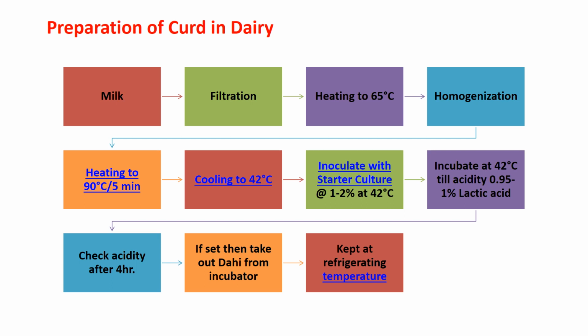After that we can stop further fermentation by removing it from the incubator and keeping it in the refrigerator. When we keep it in the refrigerator, the temperature is around 5 degrees Celsius, so the microorganisms, the starter, cannot grow anymore. So the acidity will not increase and it will have better flavor and acceptability.